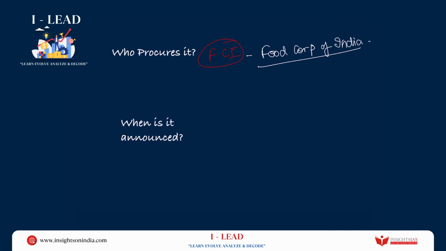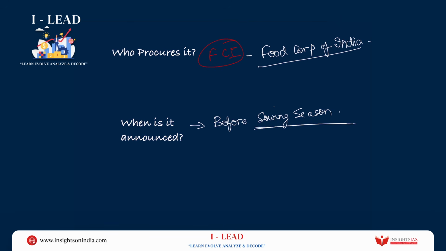Sir, fine, I have one more question. When is it announced? This could be the next question. Every time, the MSP, that is, how much is the price at which the government intends to procure the food crops, is announced right before the sowing season.